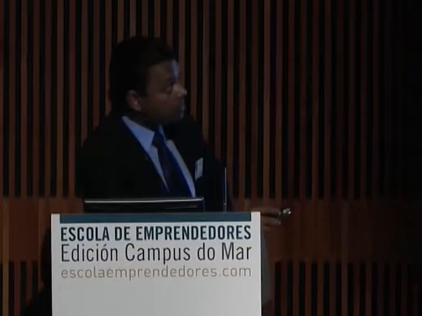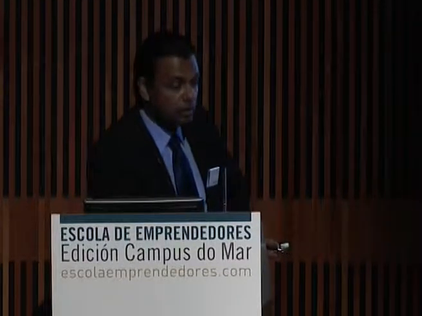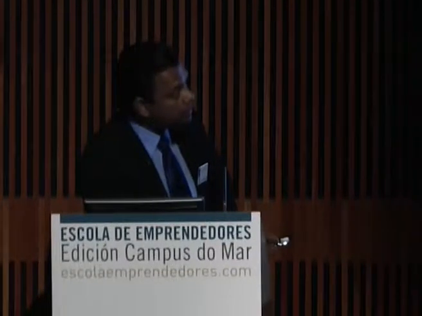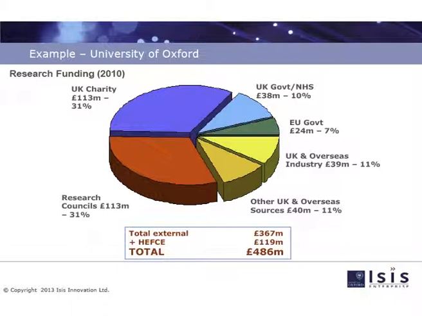Now, this is the 2010 research funding that came into the University of Oxford. Okay? So as you can see, there's a lot that came from UK charities, a lot came from research councils, and then the UK government and the National Health Service, the EU government, UK and overseas industry or companies, and other UK and overseas sources. So the total external funding, which is all this, came up to 367 million. This is just 1 year, 2010.